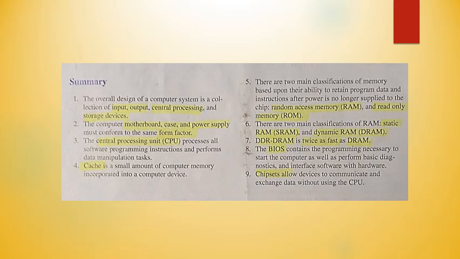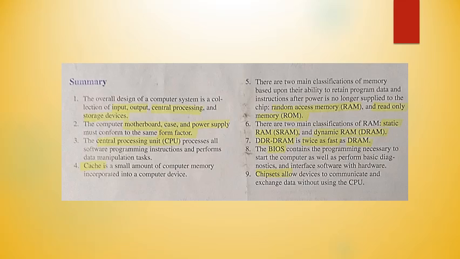Cache is a small amount of computer memory incorporated into a computer device. There are two main classifications of memory based upon their ability to retain program data and instructions after power is no longer supplied to the chip: random access memory, or RAM, and read-only memory, or ROM. There are two main classifications of RAM: static RAM, or SRAM, and dynamic RAM, DRAM. DDR RAM is twice as fast as DRAM.